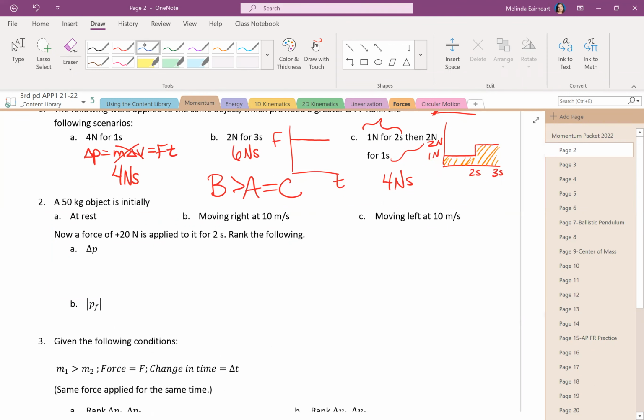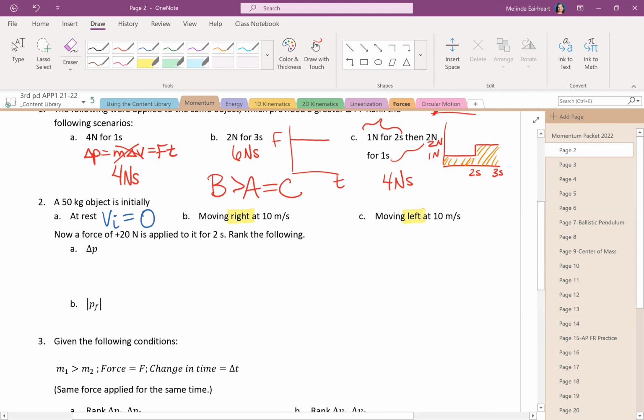Question 2, we've got a 50 kilogram object. Initially, we've got 3 different initial velocities. At rest, so v initial equals 0. Moving right at 10 meters per second, moving left at 10 meters per second. Does direction matter for impulse and momentum? Oh yes, it matters.